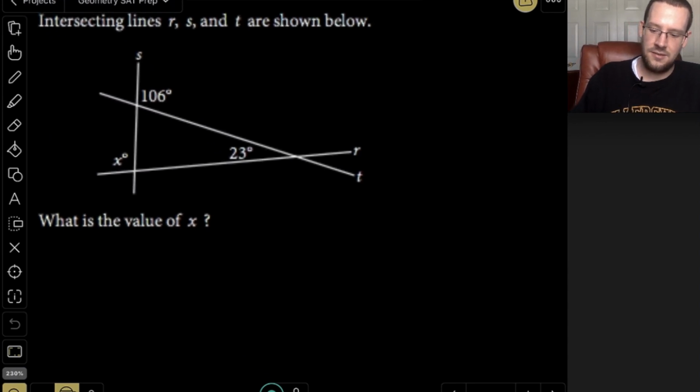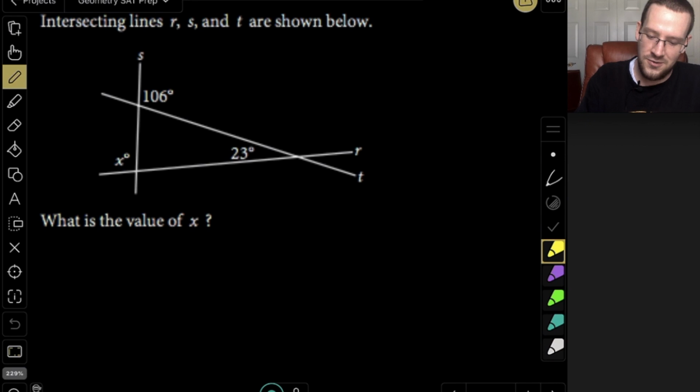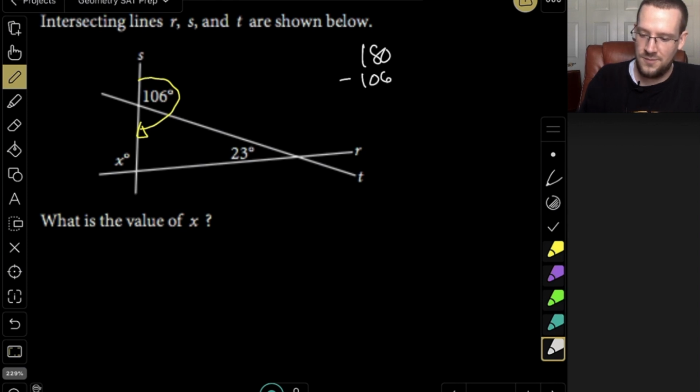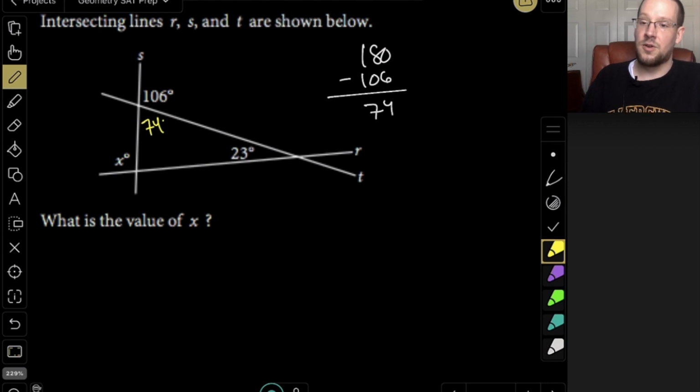Easy squeezy lemons, here we go. This is a triangle. All right, so what do we got here? We got a linear pair. So we're going to take 180 minus 106, because we know that two things have to add together to this value. So it's just simple subtraction. So this is 74, so we get 74 degrees in here.